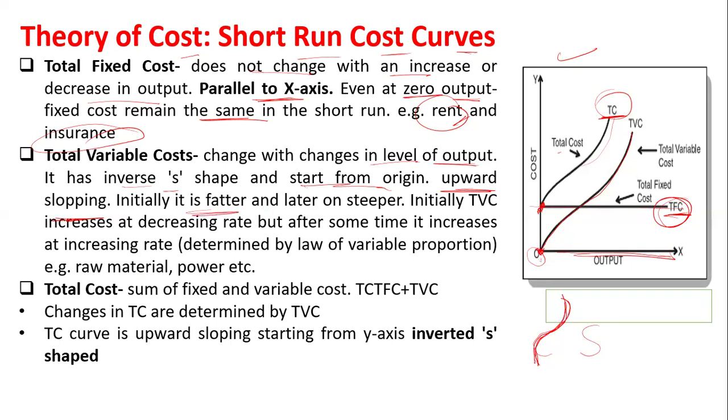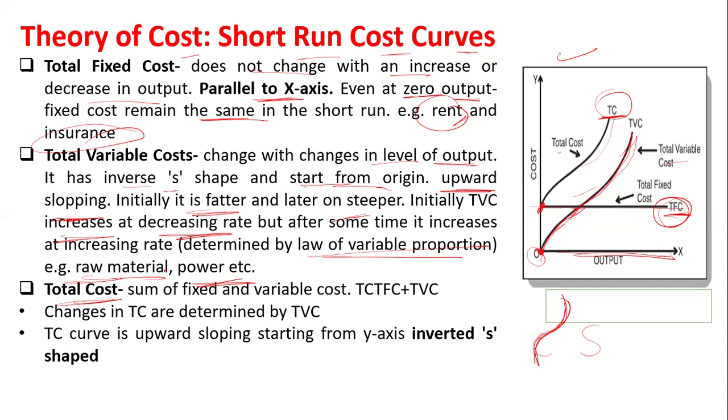You can see initially it is flatter, and later on it is steeper, making a deep curve. Initially, the total variable cost increases at a decreasing rate. Then it is increasing, but not at that rate, and after some time it increases at an increasing rate, as determined by the law of variable proportion. Raw material and power are the best examples of total variable cost.